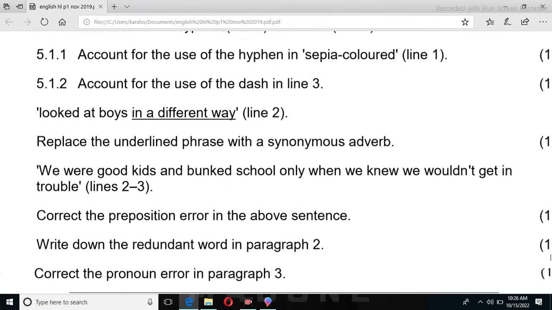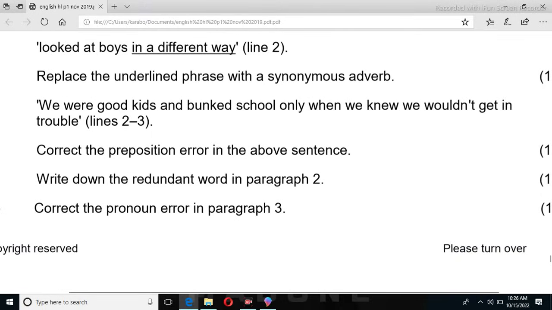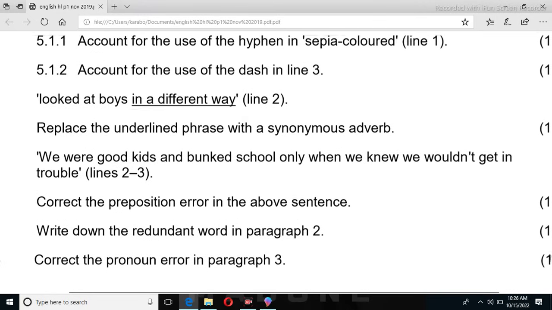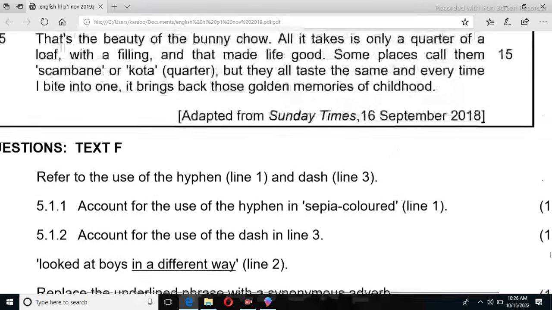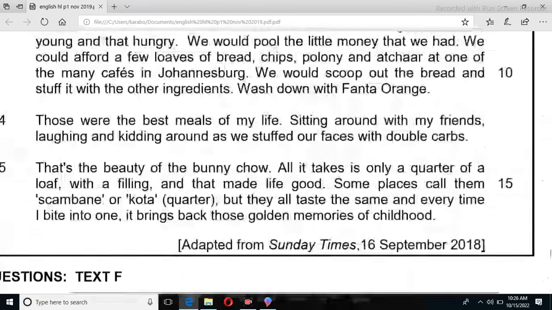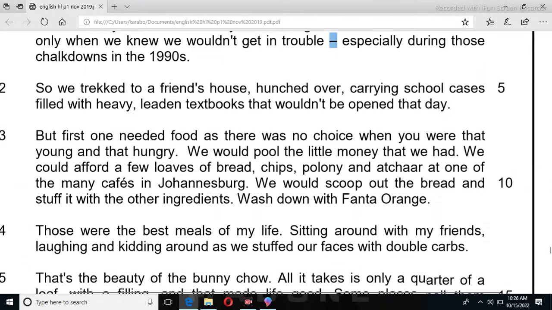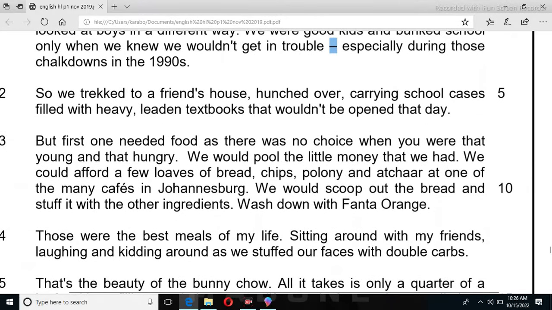Okay, guys. So I'm not going to answer all the questions. You can see this preposition error. You know what is a preposition? On, up. Those are prepositions. Redundancy. I told you that redundancy is 2 or more words that mean the same thing. You go and look for the redundancy in paragraph 2. Let's see if you can find it. Paragraph 2. And a lot of people suffer from this one. So we trekked to a friend's house, hunched over, carrying school cases filled with heavy.